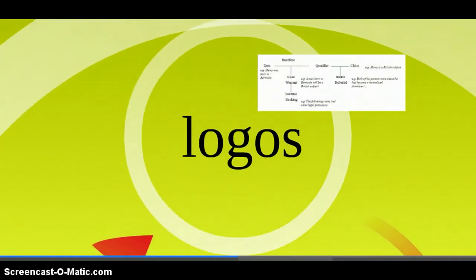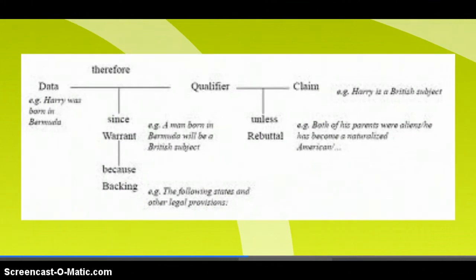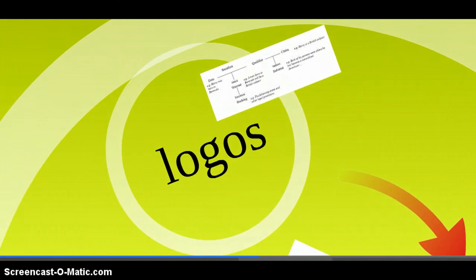First, ask questions about the logos of the argument. What is the argument's claim? What are the main reasons the writer uses to support that claim? And how effective is the writer's use of evidence? Also consider how and how well the argument has recognized and responded to alternative viewpoints.